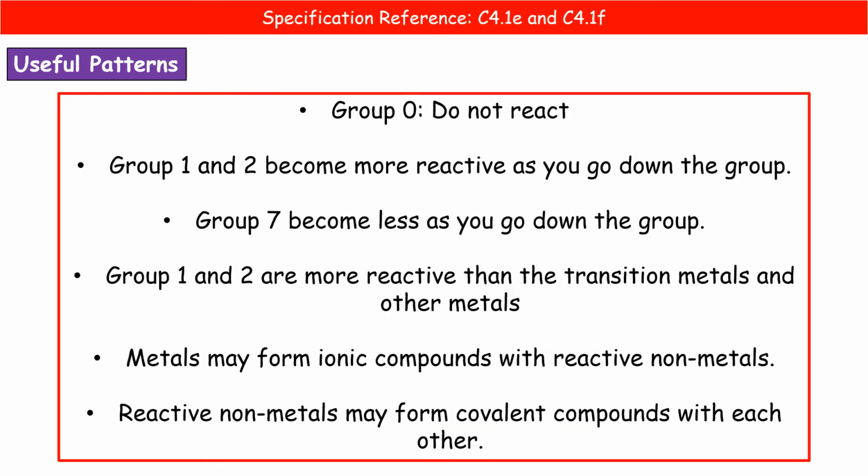In terms of some useful patterns to remember then, group 0, noble gases, don't react. Group 1 and 2 become more reactive the further down the group you go. Group 7 become less reactive the further down the group you go. Groups 1 and 2 are more reactive than our transition metals. Metals may form ionic compounds with reactive non-metals, because remember, an ionic compound is metal and non-metal. And reactive non-metals form covalent compounds with each other, because a covalent compound is non-metals joined to non-metals.